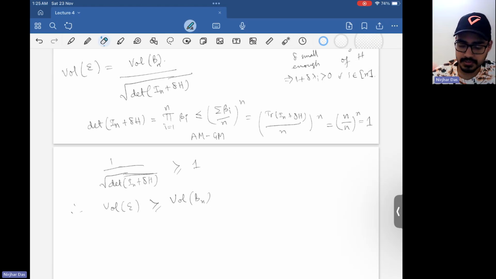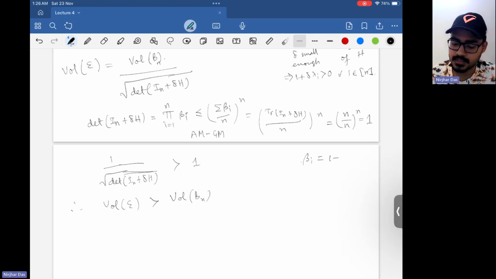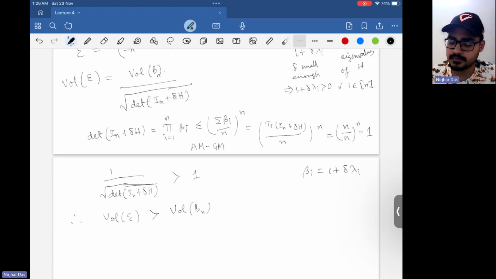In fact, this inequality is strict because H is a trace zero symmetric matrix, right? So it has at least one positive eigenvalue and one negative eigenvalue. And of course, because H is not equal to 0. Because recall that the separating hyperplane theorem says that there's a non-zero separating hyperplane, right? So therefore H is non-zero and its trace is 0. So this implies that there exists at least one positive and one negative eigenvalue. So these quantities which are beta_i's, which look something like 1 plus delta times lambda_i, where lambda_i is defined here, the eigenvalue of H. So there exists one lambda_i which is positive and one lambda_i which is negative. Therefore, beta_i is not equal to beta_j.